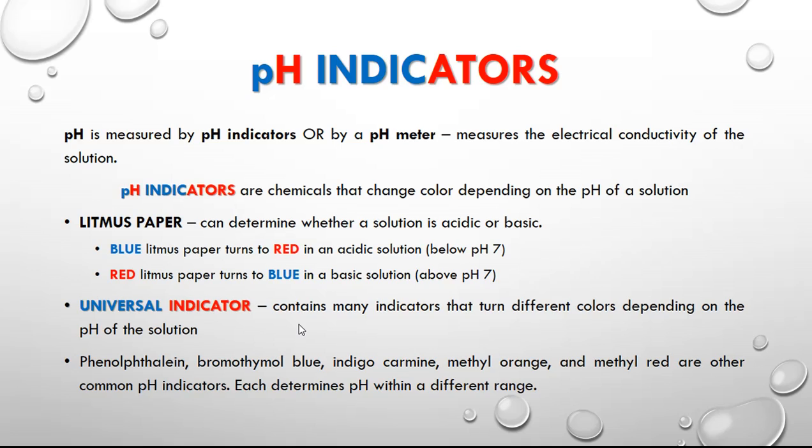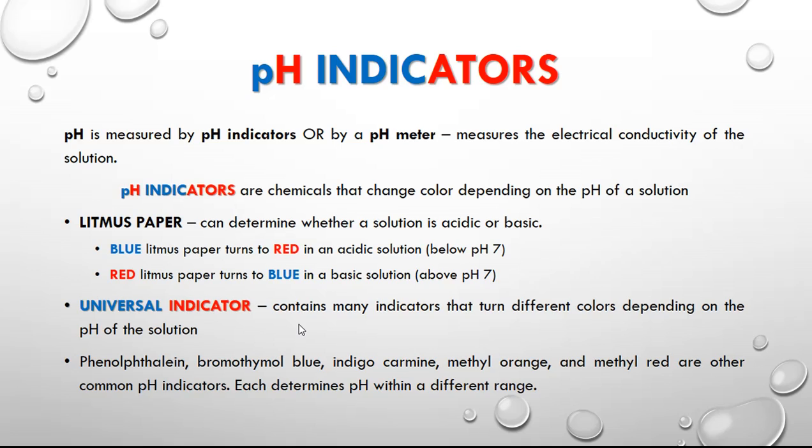pH indicators are chemicals that change color depending on the pH of a solution. A common pH indicator is the litmus paper. The litmus paper can determine whether a solution is acidic or basic, but it doesn't give you a specific pH though. So litmus paper can only identify whether a solution is an acid or a base.